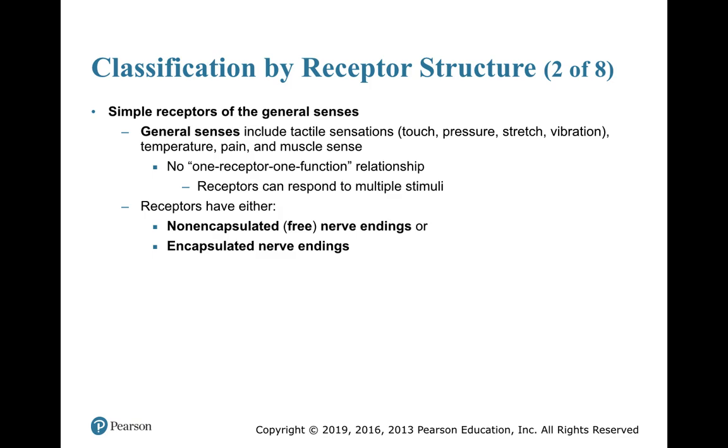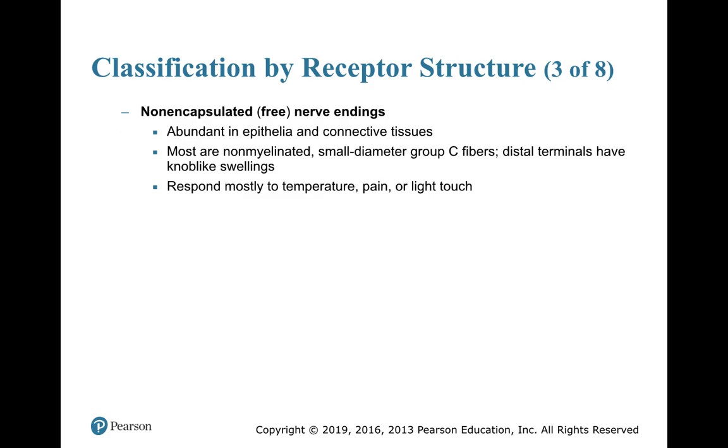So general senses include tactile sensation like touch, pressure, stretch, vibration, temperature, muscle sense. There's not really one receptor, one function relationship. Most of these receptors can respond to multiple stimuli. The receptors are either going to have non-encapsulated or encapsulated endings. So non-encapsulated would be referred to as free nerve endings. The non-encapsulated ones are abundant in epithelial and connective tissue. Most are non-myelinated. They're of the small diameter group C fibers.